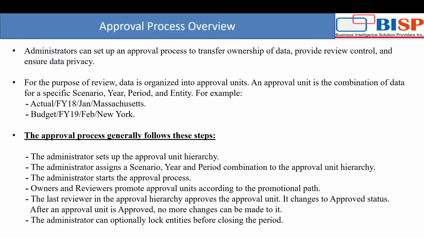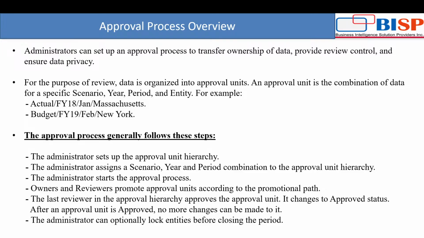Then here we have the approval process overview. Let's take a step back and look at the full approval process. First, what is an approval unit? It is a combination of scenario plus year plus period plus entity. For example, the scenario is Actual, the year can be FY20, that is 2020, the period is January, that is P1, and the entity can be a production entity under North America.